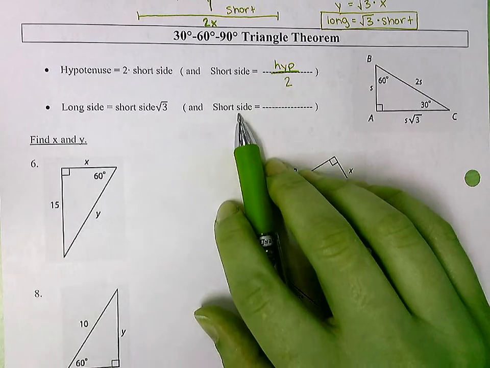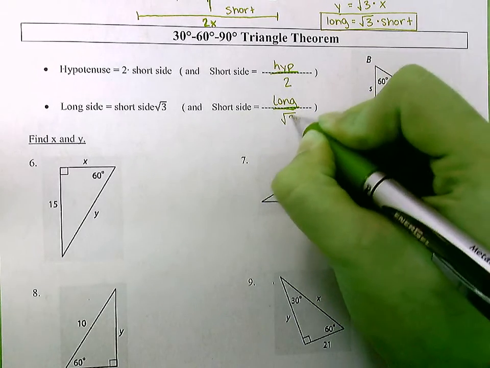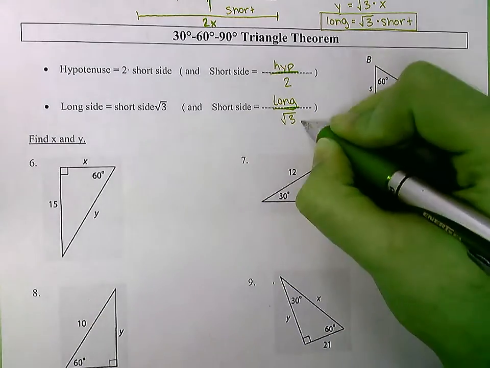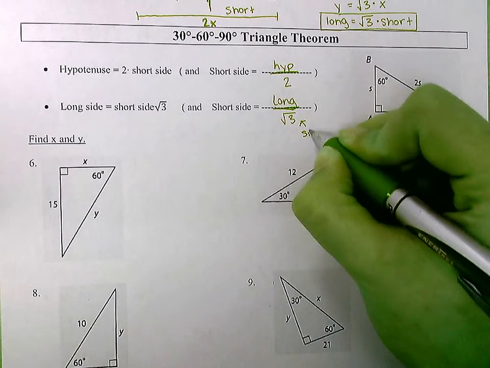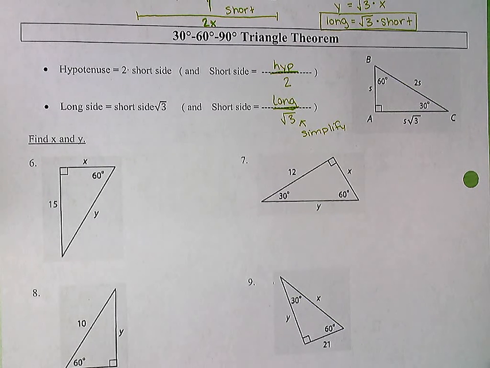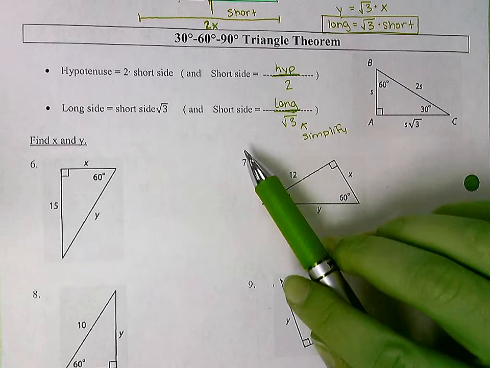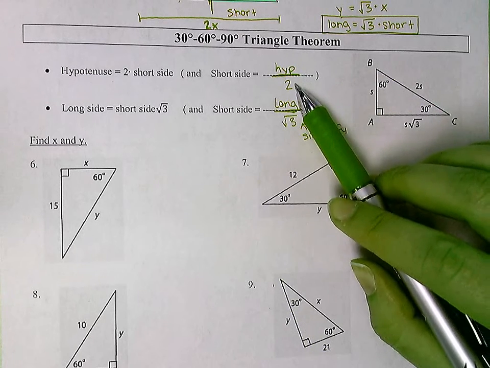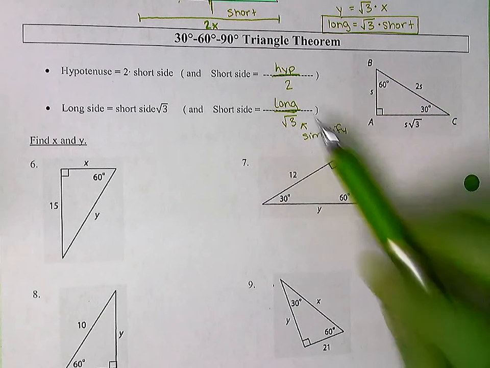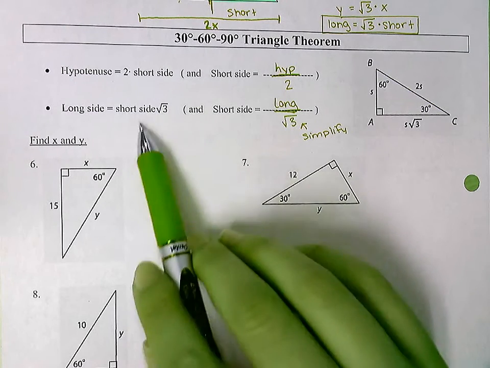And if I'm looking for the short side again, I could take the long side and divide it by the square root of 3. And again, here has a radical in the denominator, so we need to simplify. Now when you're doing these problems, if you're not given the short side, you always want to find the short side first. There are 2 different equations to find the short side, so you need to determine which one to use. If you're given the hypotenuse, you'll use this one. If you're given the long side, you'll use this one. You always want to find that short side first because you can't find the other side unless you have that short side.